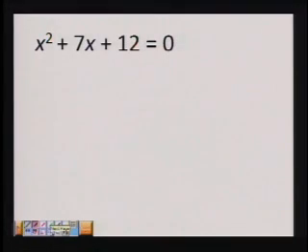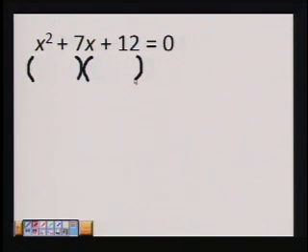Suppose we have the following quadratic equation. x squared plus 7x plus 12 equals 0. We want to factor the quadratic. In this case, we're thinking about using the FOIL method backward. So, we'll have two parentheses with a binomial in each so that multiplying them gives us the quadratic equation.